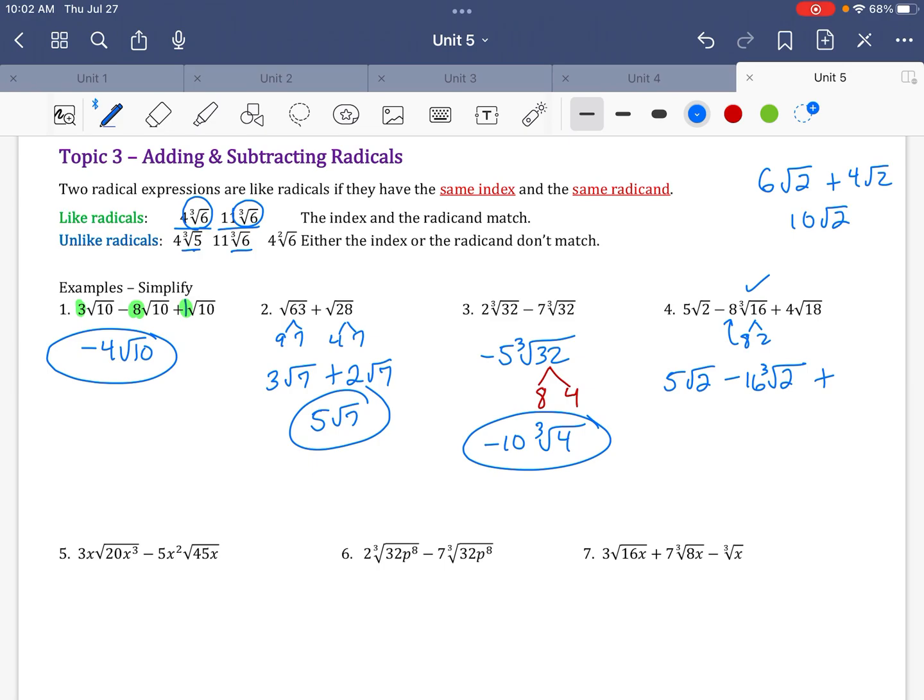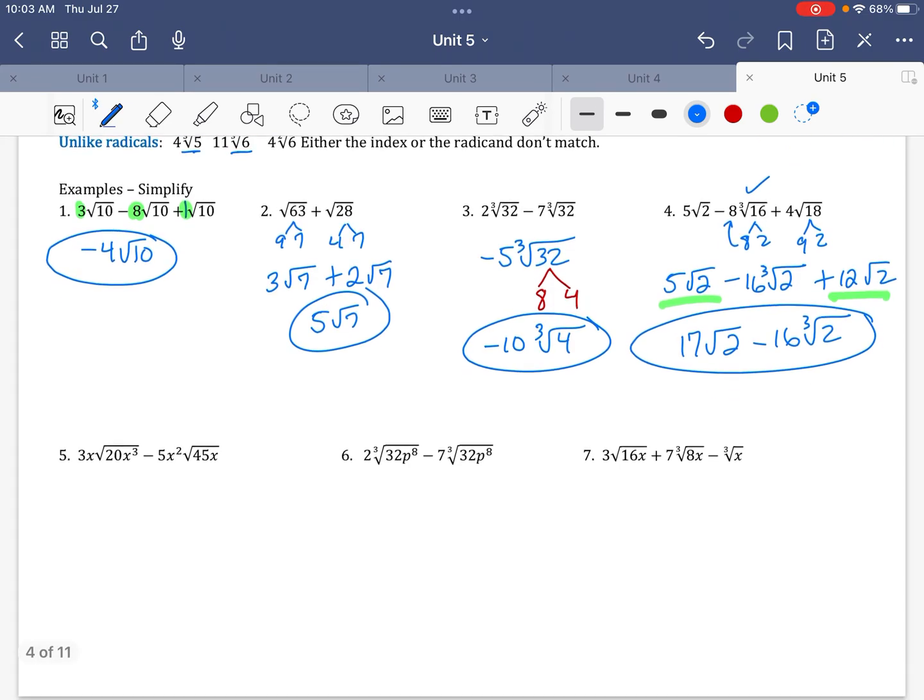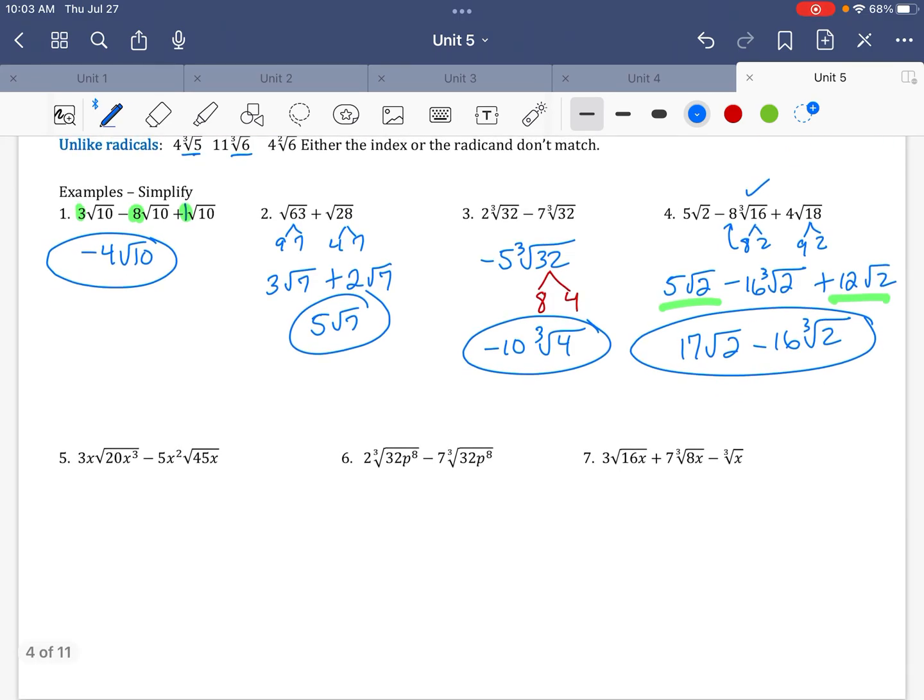Cube root of 2. And then plus, now I know I want a 2 inside if it's going to go, so let me try that. So 2 times 9, perfect. 9 is a perfect square, and so the square root of 9 is 3. So 3 times 4 is 12, radical 2. So it turns out that these two will go together. So I have 17 radical 2 minus 16 cube root of 2, and that's it.